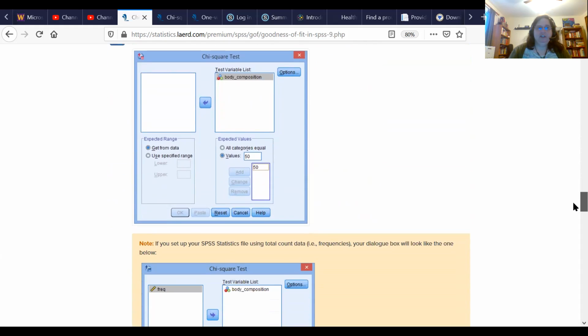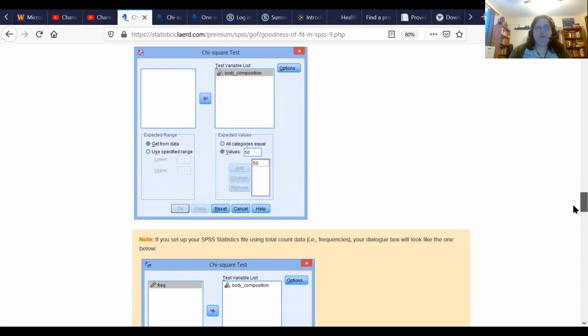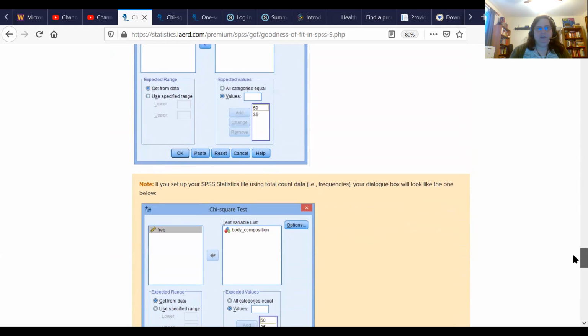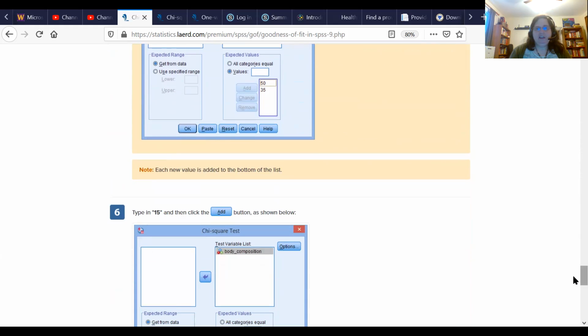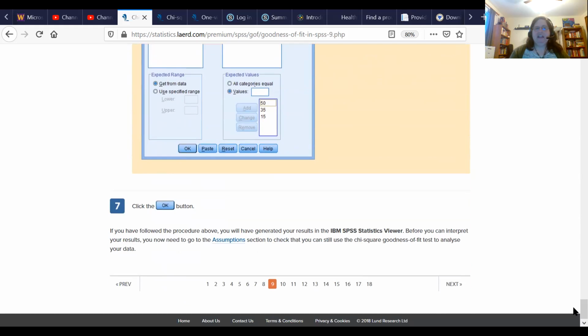Okay. All right. So that's what they're explaining here, is that for body composition, the first value we enter is 50 for the normal. And that's got to match this, 50 for normal. Then 35 for the overweight. And then, what was it, 15? 15 for the obese. That's how you do that, okay? So it's Add, Add, Add. Okay, all right. That's how you deal with unequal proportions. All right.